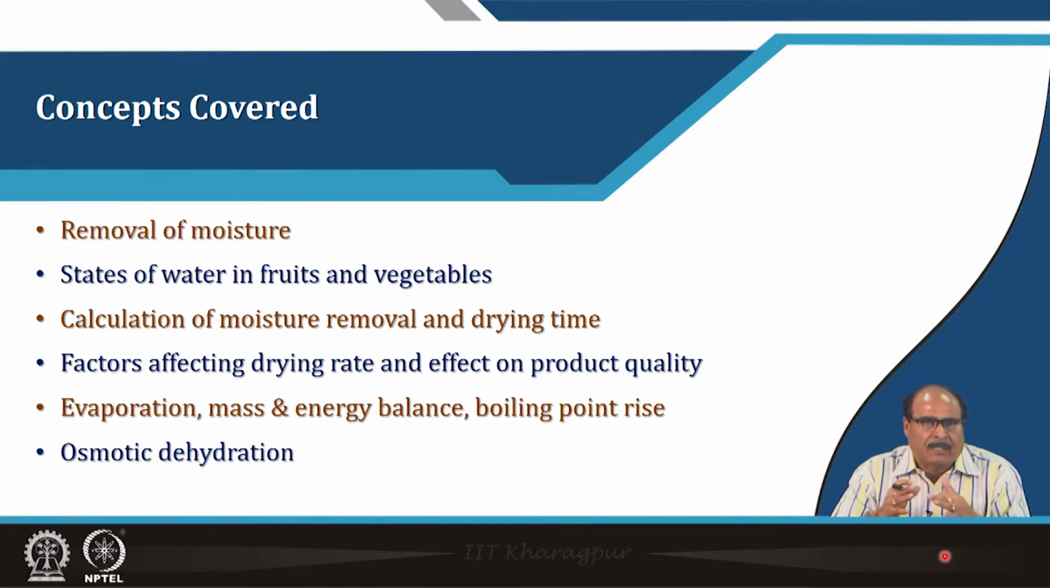or various types of water present in fruits and vegetables, then removal of water, how it is beneficial, calculation of moisture removal and drying time, factors affecting drying rate and its effect on product quality, evaporation, mass and energy balance, boiling point rise and its effects on the drying process, the concentration process, and finally, we will also discuss some basic concepts of reverse osmosis, which is used for osmotic concentration and osmotic dehydration of fruits and vegetables.